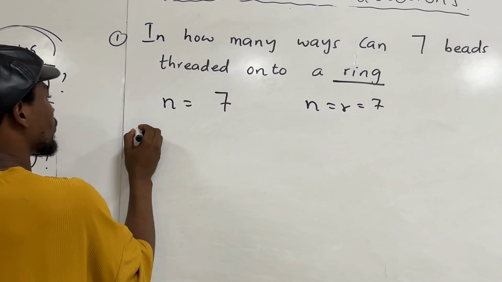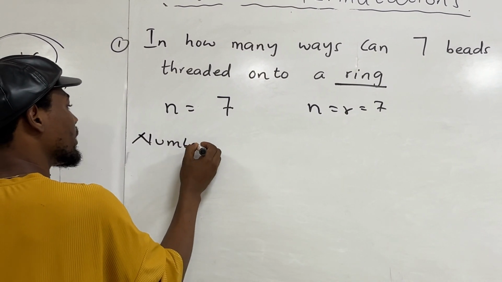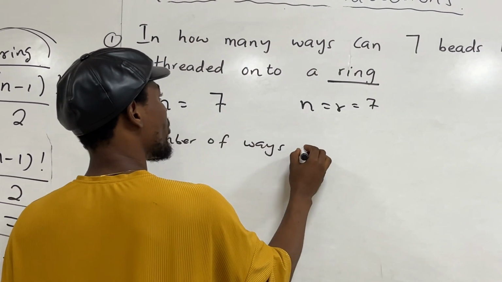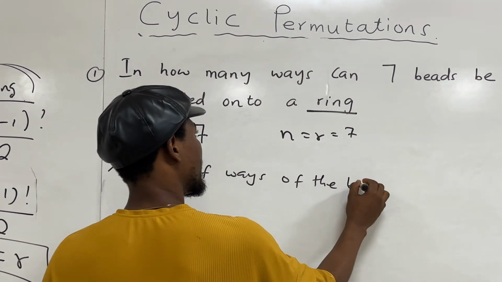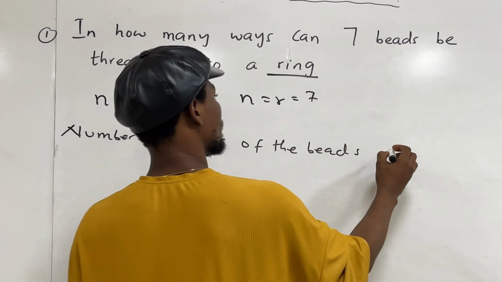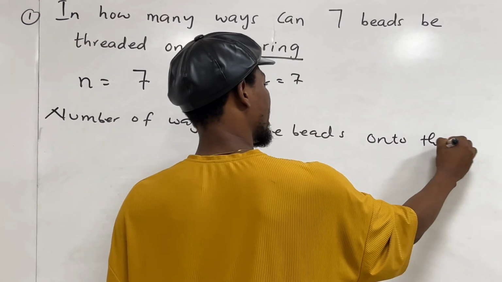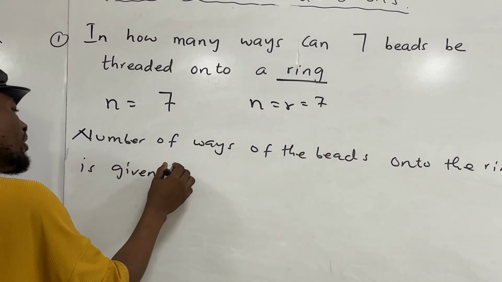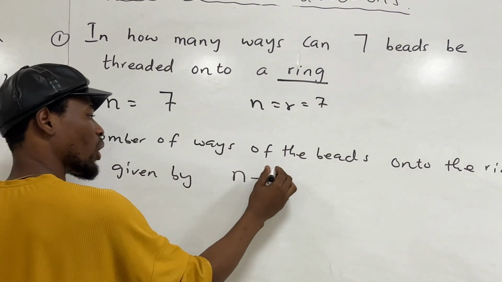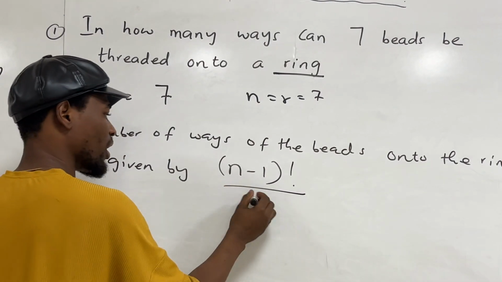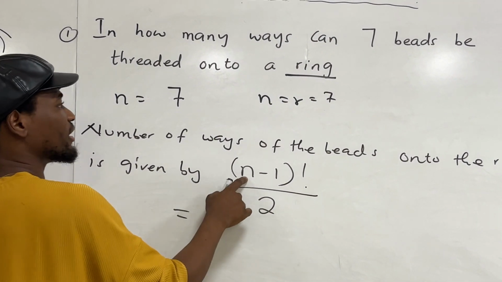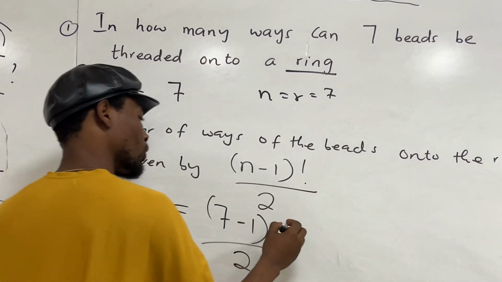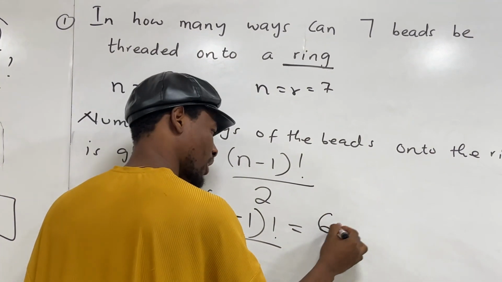So we have the number of ways of threading the beads onto the ring given by the formula n-1 all factorial over 2. What is n? n is equal to 7. So I have 7 minus 1 all factorial over 2, which is equal to 7 minus 1 is 6 factorial divided by 2.